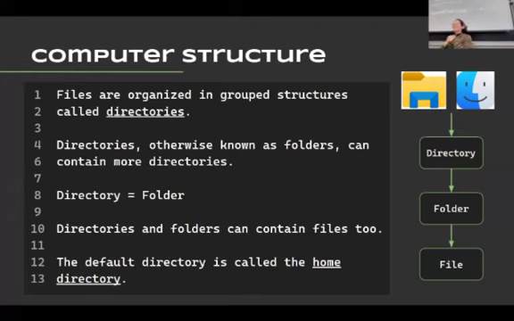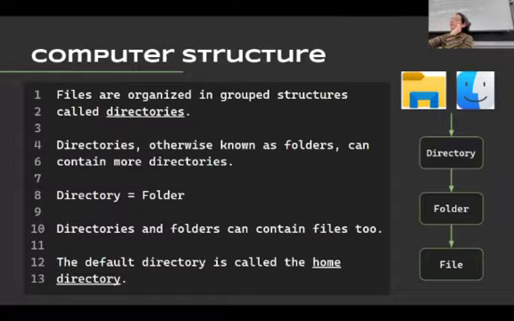They're organized in group structures called directories, which is basically just a folder. They can contain more directories, they can contain files, they basically hold everything. So all you need to know is that directory is folder. That's just jargon that we use in coding. Directories and folders can contain basically all your files.